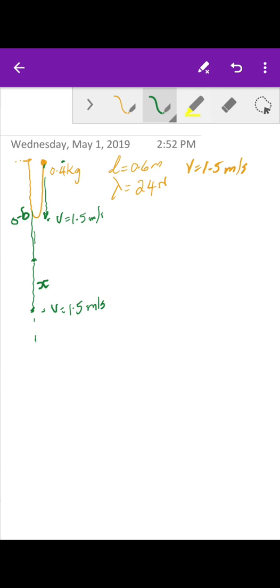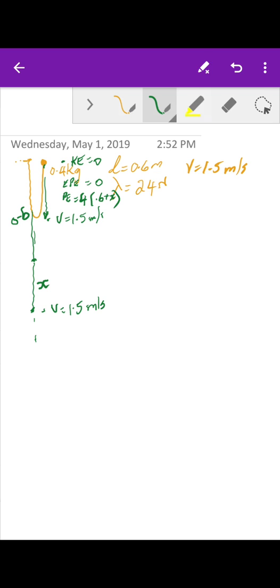So when it's dropped, there's no kinetic energy, so kinetic energy equals 0. There's no elastic potential energy because there's no stretch, so that equals 0. But the potential energy equals mgh. So I'm going to put m 0.4 times g, which is 10, so 4. And the distance it's going to fall is going to be this 0.6 plus x. Okay, that's the energy in the system.